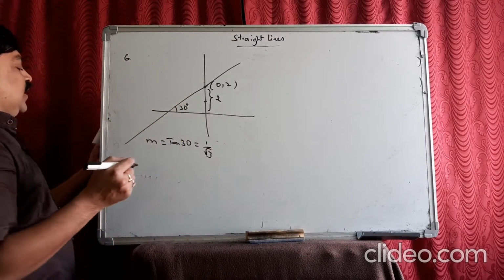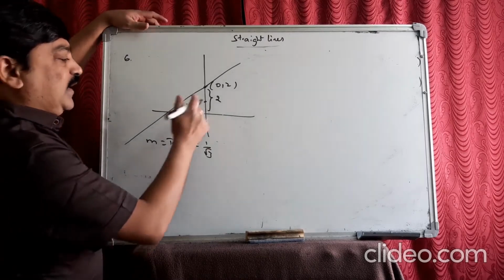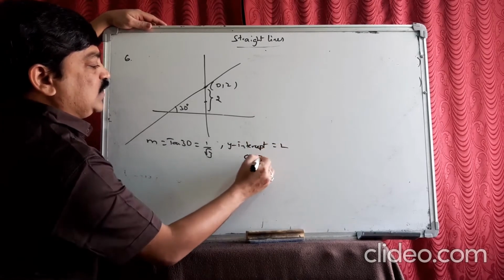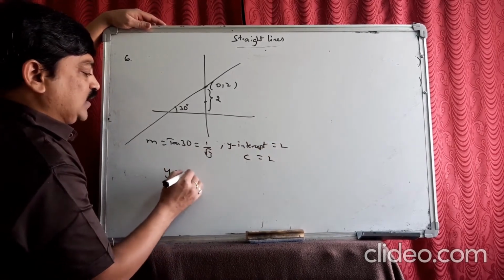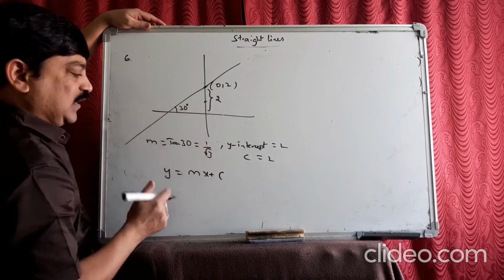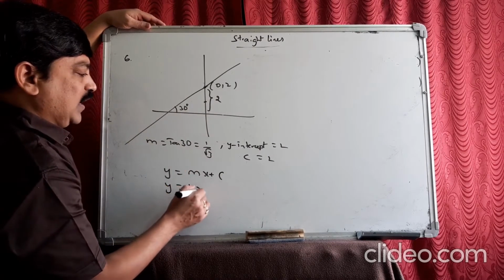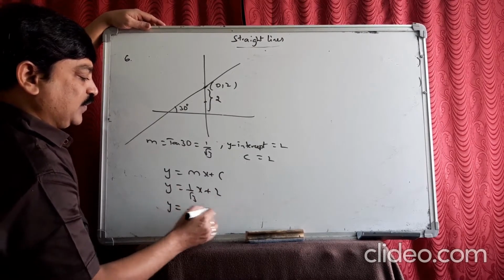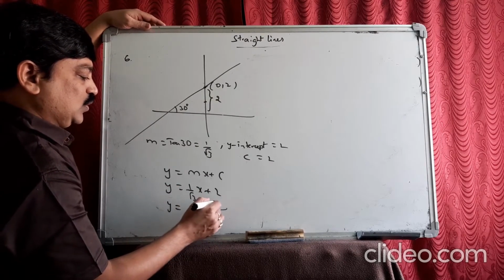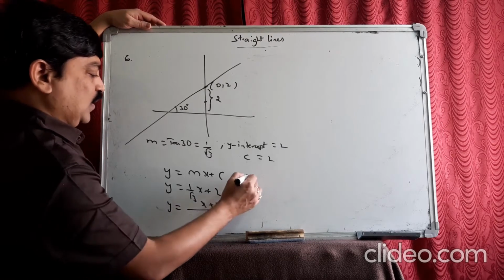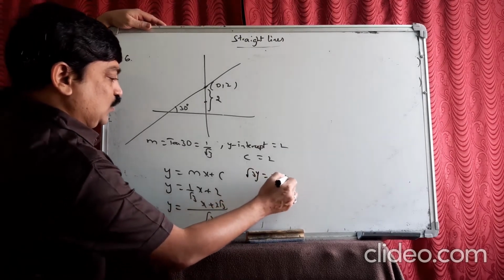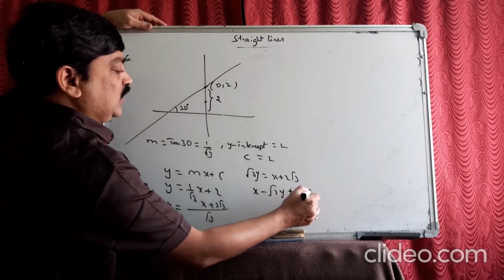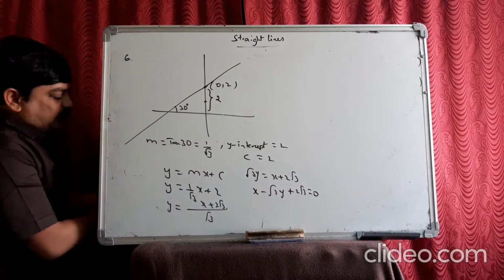Here you can apply the slope intercept form, because the y-intercept is 2. That means c is equal to 2. Directly you can write y is equal to mx plus c. Y is equal to 1 by root 3 x plus 2. So first you take the LCM on the right-hand side. Root 3 is the LCM: x plus 2 root 3. So it becomes root 3 y is equal to x plus 2 root 3. You can also write x minus root 3 y plus 2 root 3 is equal to 0. Just a minute, let me check.